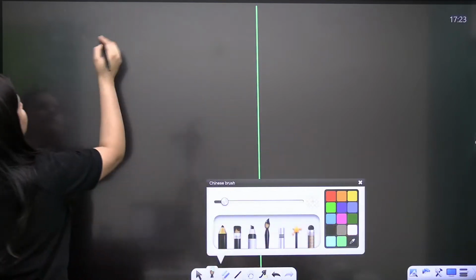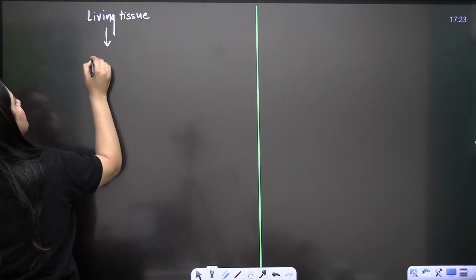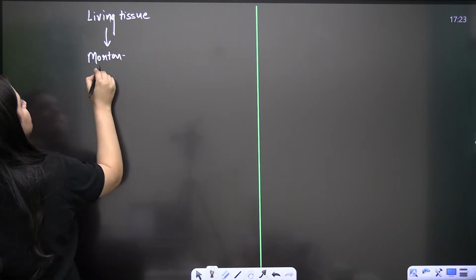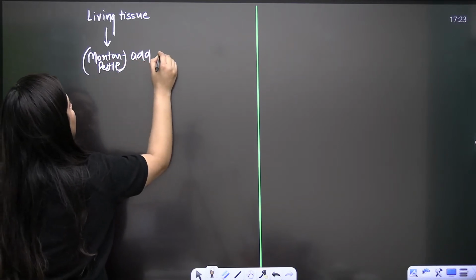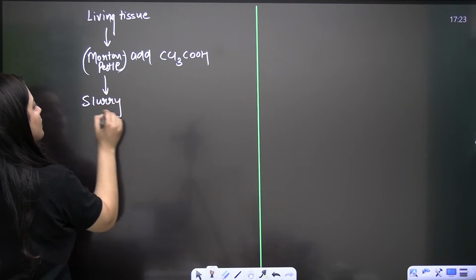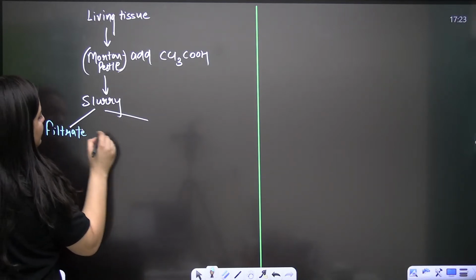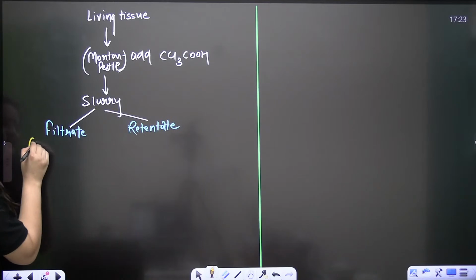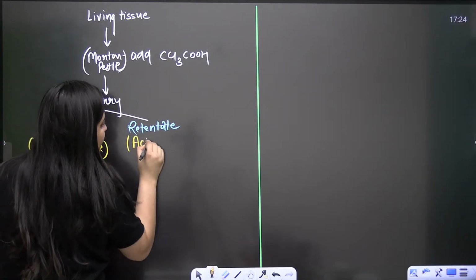Okay, so let's write it like this. Living tissue, and please make the notes. Put it in a mortar and pestle, add trichloroacetic acid. Then you will get the slurry. Basically filter it out, divided into two parts: one is the filtrate and another is the retentate. Now you know the trick as well: filtrate is the acid soluble fraction, and retentate is the acid insoluble fraction.